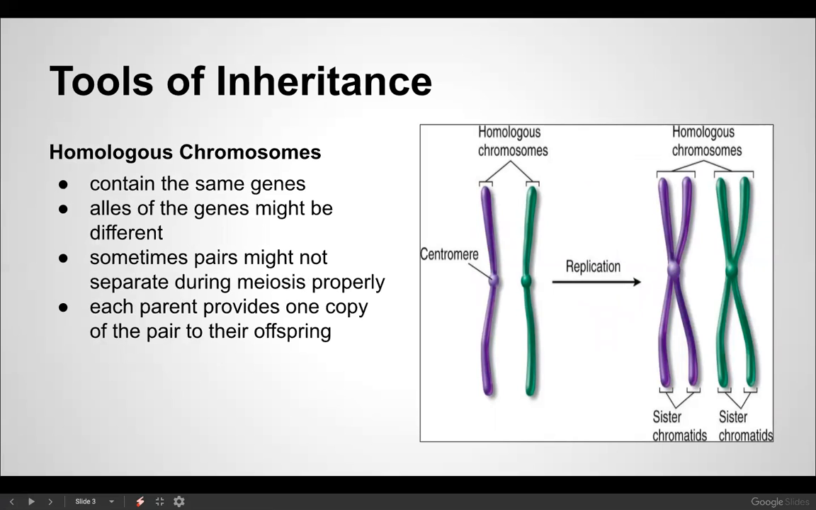Okay, tools of inheritance. Homologous chromosomes here contain the same genes. Alleles of the genes might be different. Sometimes pairs might not separate during meiosis properly, which we've talked about with some of those diseases, like Turner's and Klinefelter's. Each parent provides one copy of the pair to their offspring. So again, on this side the purples might be from mom, the greens might be from dad. And for the eye color gene, there might be brown on this chromosome, but on this chromosome it might be blue. So they don't have to be the same, but it's the same gene, the same trait.